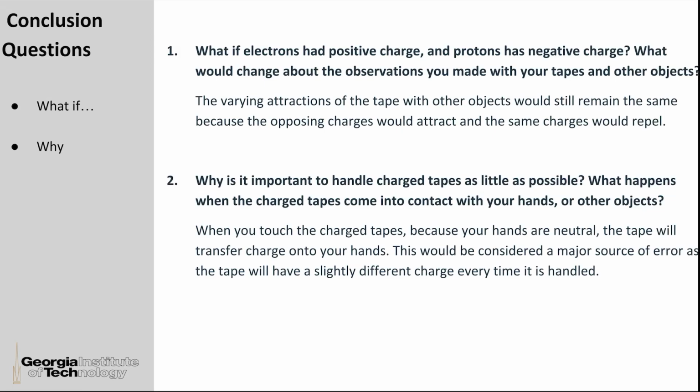The second question stressed the importance of handling the tape as little as possible because when your neutral charged hands touch the charged tapes, the tape transfers charge onto your hands. This would be considered a major source of error as the tape will have a slightly different charge every time it's handled, leading to discrepancies as you continue throughout the experiment.